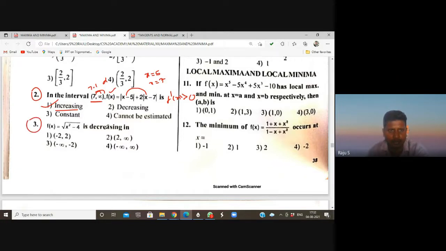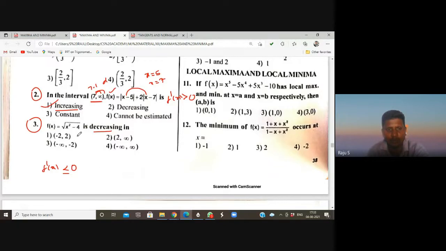Okay, the third question is also very easy. Anyone, students? Already they have given decreasing. Decreasing means find f dash of x and make it lesser than 0. So for what value of x it is lesser than or equal to 0, that we need to check. For f dash of x we have to take the open interval.